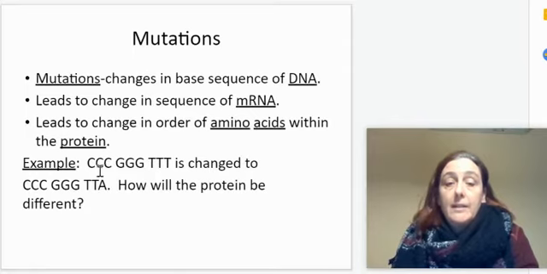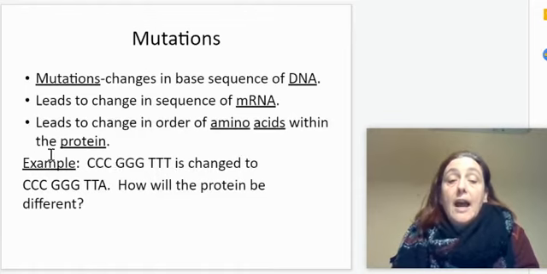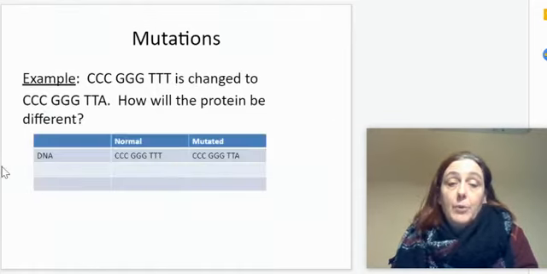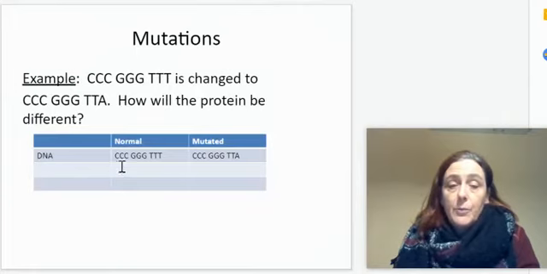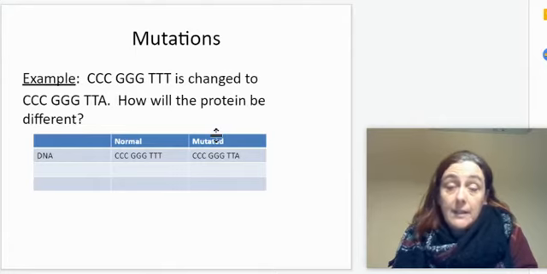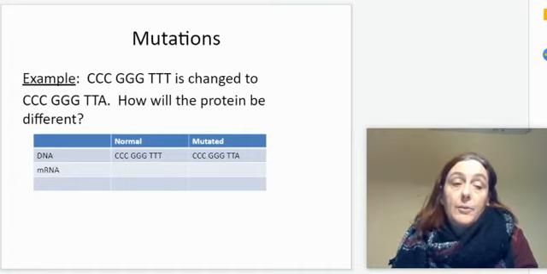All right, so let's take a closer look at how mutations happen. So let's say the original DNA was supposed to be CCCGGGTTT, and it's changed to CCCGGGTTA. And I put it into a table so we can keep track. So this is the normal DNA, and this is the messed up mutated DNA. What's the first thing that's made from DNA? mRNA, right? And that mRNA, we're going to figure out what that is. That mRNA then leaves the nucleus and goes to the ribosomes, where we make a protein. So what mRNA is made from this normal DNA?